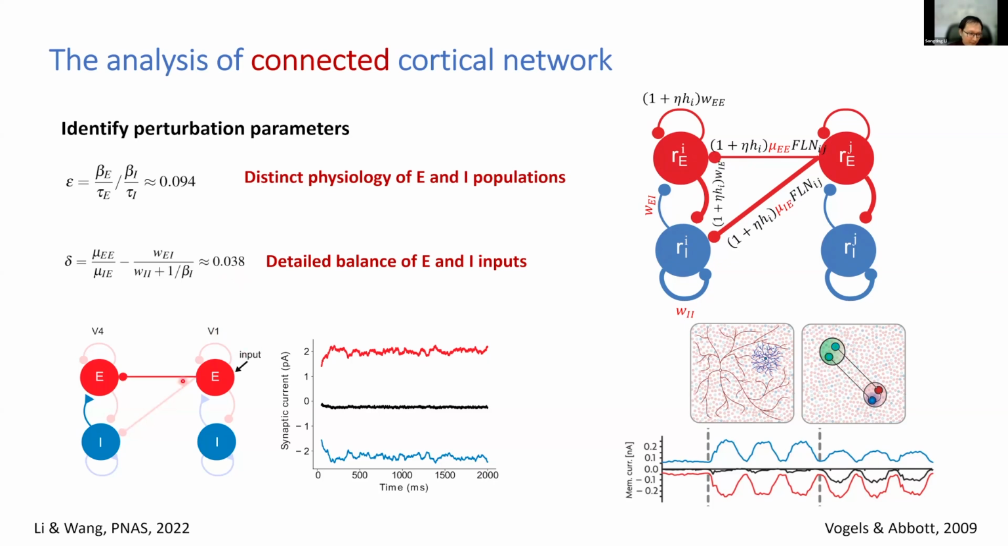For example, when this V4 receives input from V1, we can measure in our model the direct excitatory current, the red color, and also the indirect inhibitory current from I to E, that's the blue color. So they nearly balance with each other, leading to a very small net current here. And this is called detailed balance because it's not the balance of the total E input received by V4 with the total I input received by V4, but it's pathway by pathway.